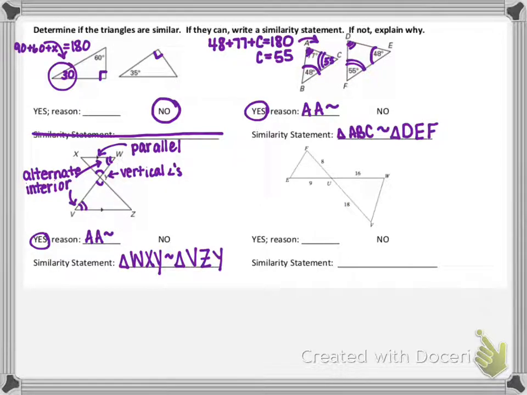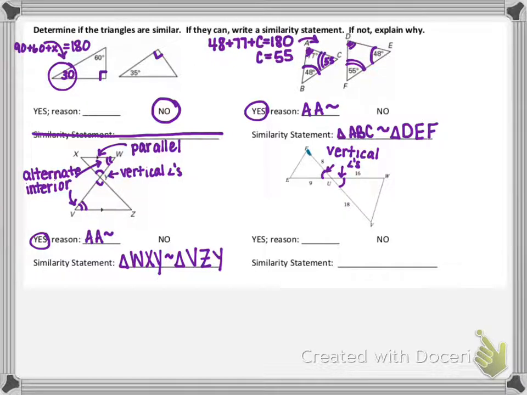All right, let's look at these next ones. So, right now, we've got a bow tie. So we've got vertical angles. Now we have to compare the sides. Let me give you some advice on comparing the sides. Let's look at EUF, this triangle over here.